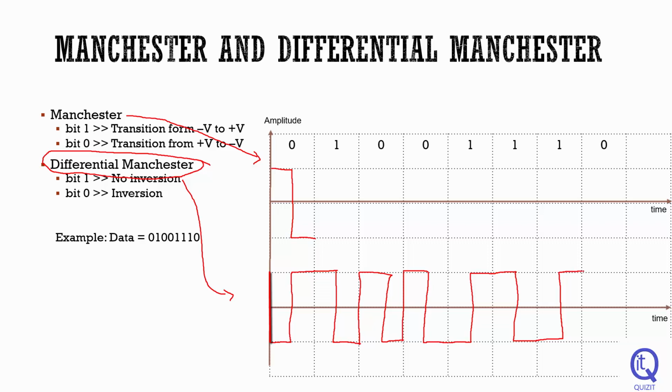And for bit 0, you have to have an inversion, so I'm not going to go along the line. Instead, I'm going to go down and make the transition like this. So here you have to remember that in the middle of every bit you have a transition, and you have to think of the next bit all the time. When your next bit is 1, no inversion, and when your next bit is 0, we have inversion.